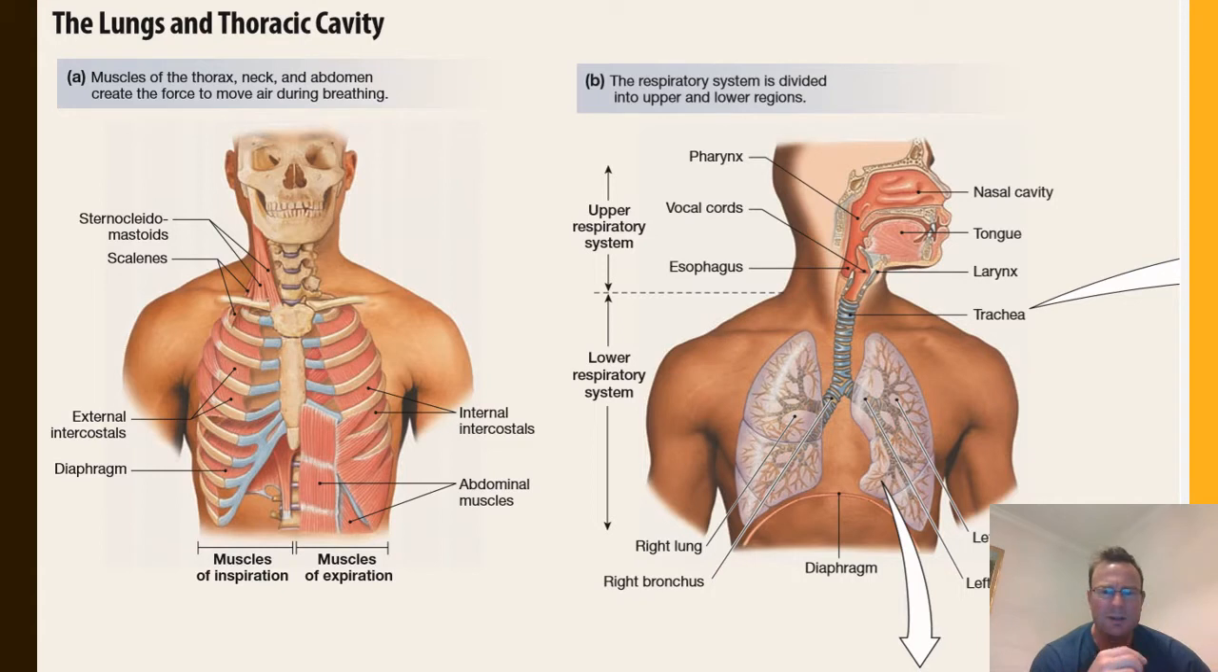This picture just gives a quick overview of where the system is. You can see on the left hand side we've got a nice picture with the breathing muscles attached. You can see the intercostals between each of the ribs, and on the right hand side we've got a nice picture of the internal workings of the respiratory system.